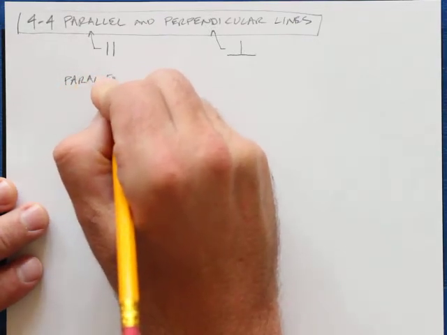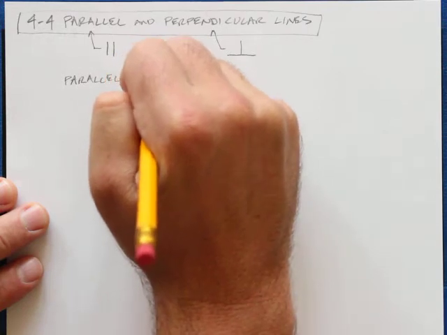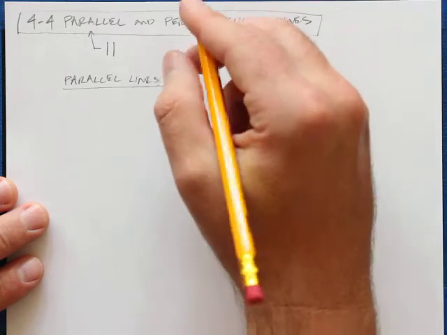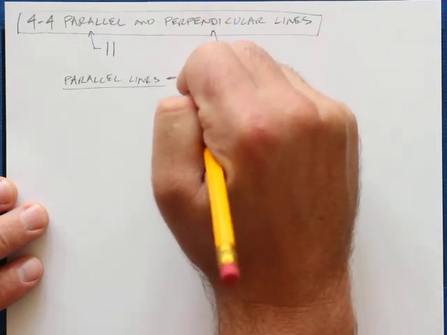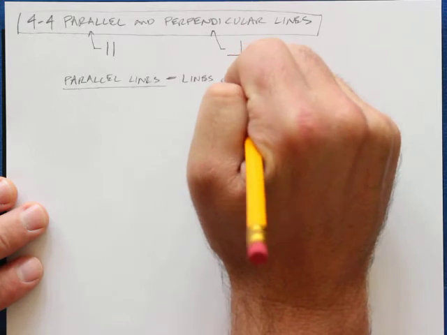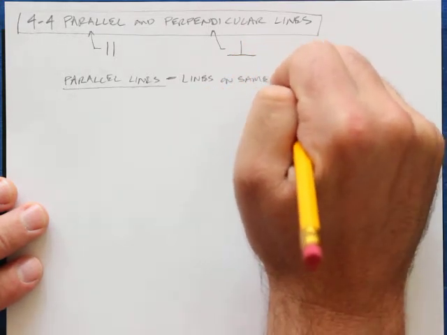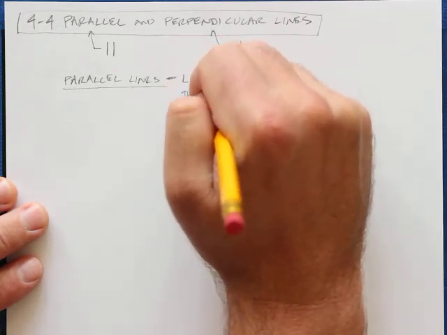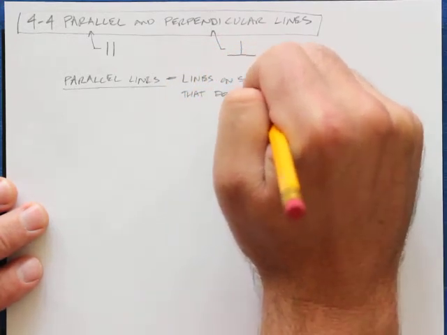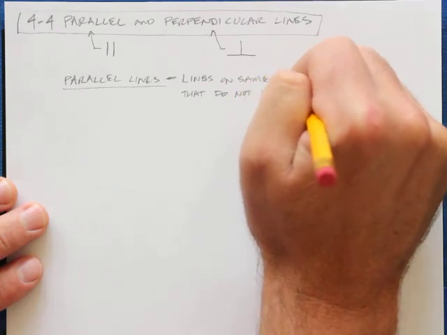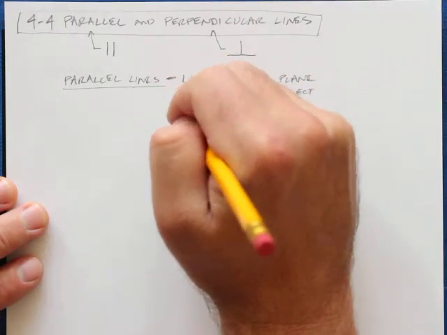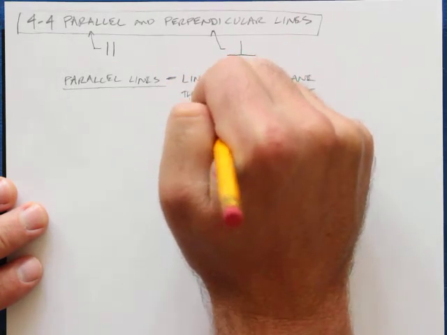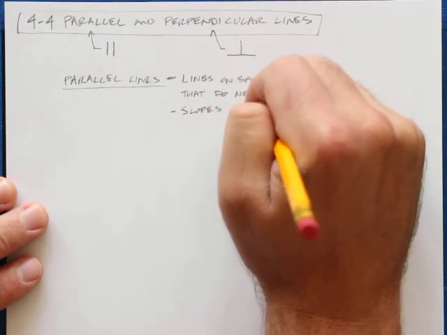We're going to write parallel again though. Parallel lines. We're going to do a little writing here to define this. Parallel lines. These are lines on the same plane that do not intersect. And as part of this, the slopes are equal.